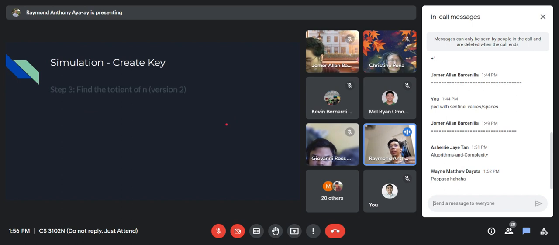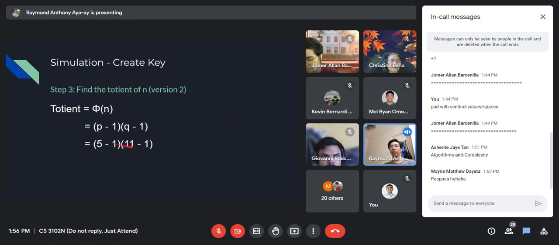So instead of using this formula, the phi of n, we use this formula: our first prime minus 1 times the second prime minus 1. So our p and q, again, are 5 and 11. So 5 minus 1 times 11 minus 1. That will be 4 times 10. We multiply these and we get the same result of 40. So now we have our totient, which is 40.